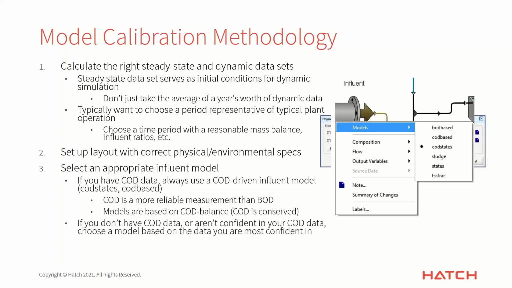If you don't have COD data though, or you're not very confident in your COD data, then choose a model based on the data you are most confident in. One project I worked on, I actually ended up using the TSS FRAC influent model because they had very frequent TSS data that they had a high confidence in, and they had infrequent BOD data and almost no COD data. And that project went really well. I didn't have any problems with using it. So it's not that you can't use the other models. It's just if you do have good COD data, it's usually the best choice.